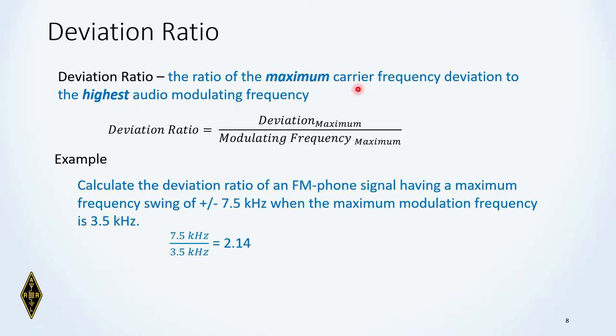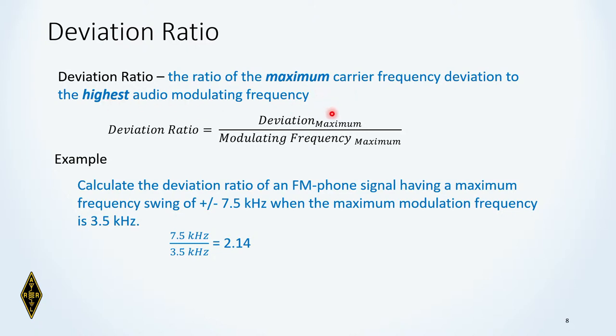So here's some blue text for us. Deviation ratio is the ratio of the maximum carrier frequency deviation to the highest audio modulating frequency. For any particular radio, let's say that the maximum carrier frequency deviation is plus or minus 5 kilohertz. That's normally set by the radio manufacturer. Sometimes there's a menu option to switch it from 5 kilohertz to 2.5 kilohertz, because in a lot of places the channels are narrower on repeaters. So you can control that. That would be the maximum carrier frequency deviation, which I'm going to assume is 5 kilohertz for right now. Now this word here, highest audio modulating frequency, will normally be 3,000 cycles, 3 kilohertz for speech.